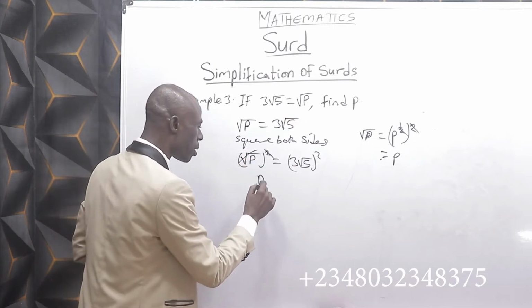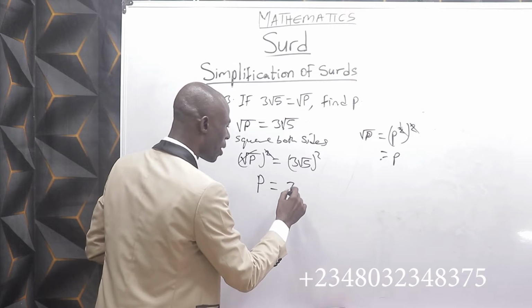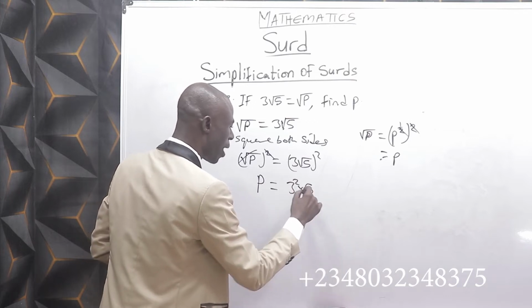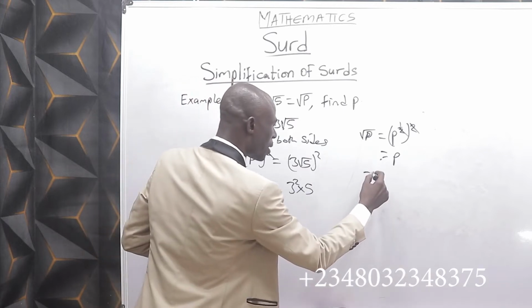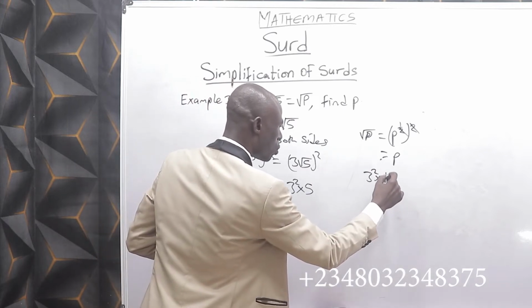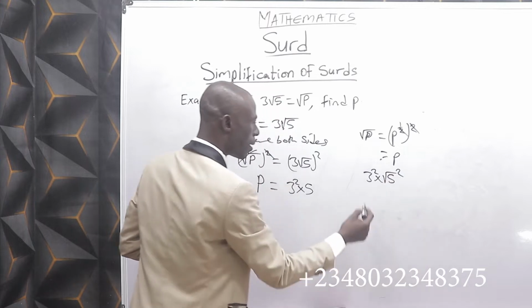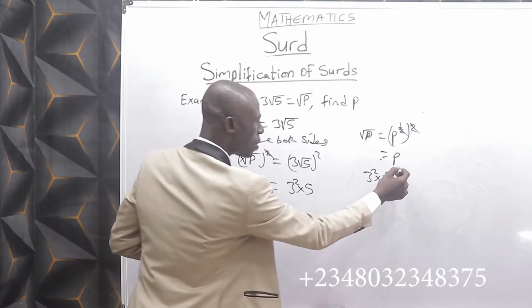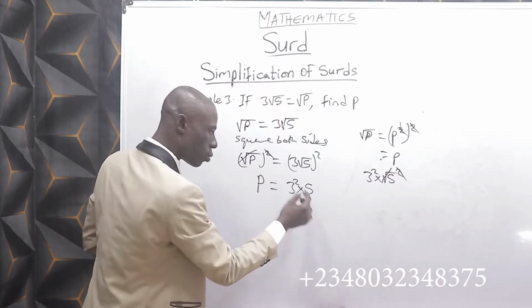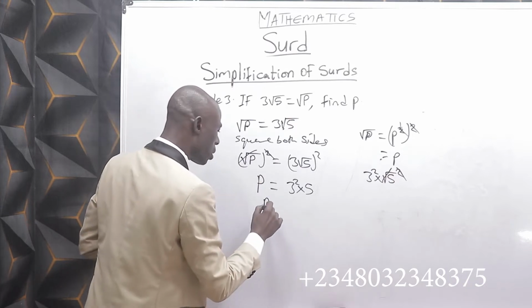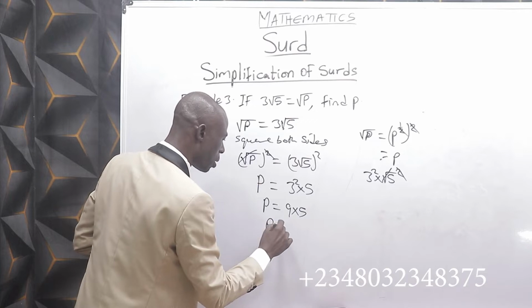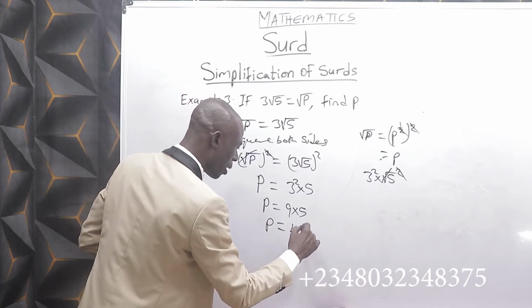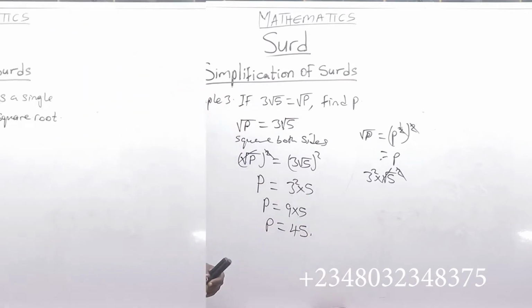So we have p being equal to 3 square times root 5 square. Do you know why? 3 square is here. This will cancel this to give us 5. So p equals 9 times 5. P equals 45. That is it.